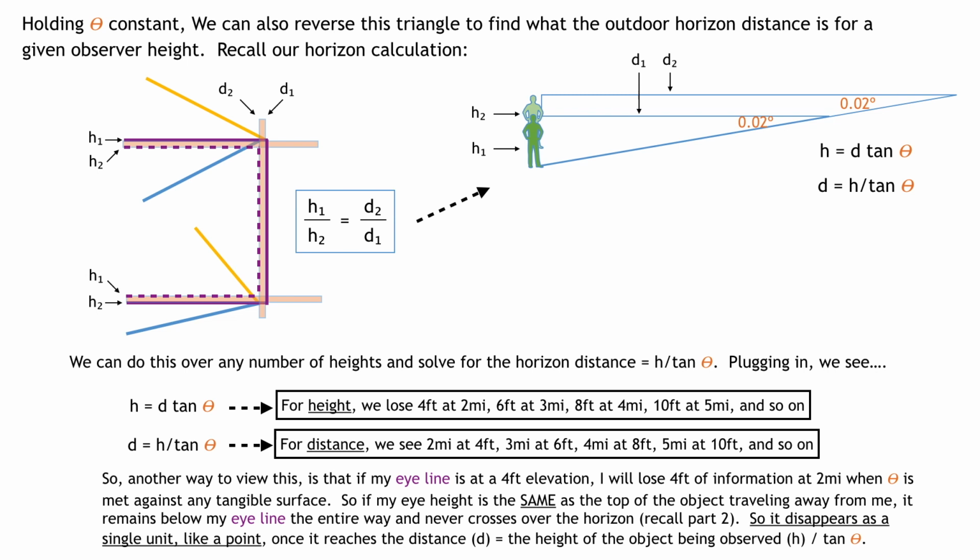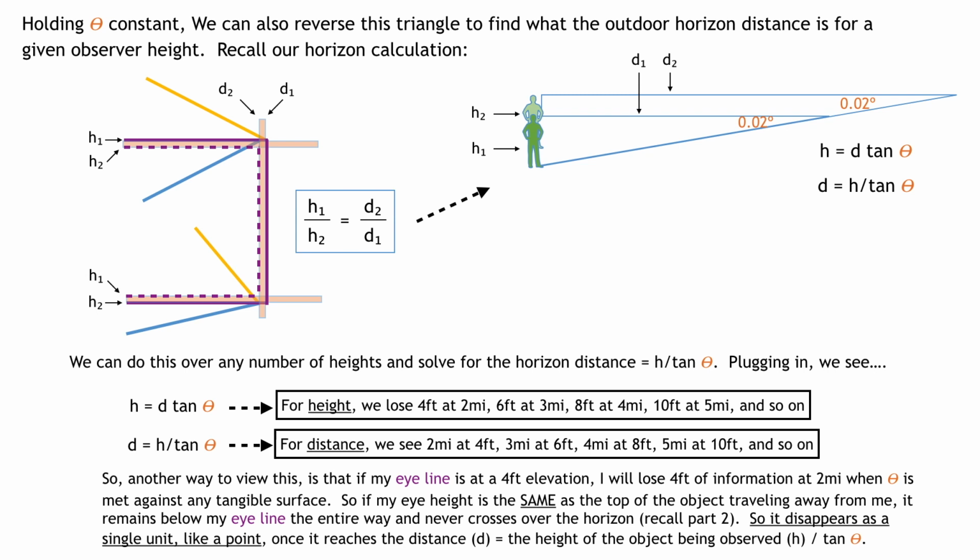We see 4 miles at an 8-foot observer height, and 5 miles at 10 feet, and so on. So another way to view this is that if my eye line is at a 4-foot elevation, I will lose 4 feet of information at 2 miles when theta is met against any tangible surface. So if my eye height is the same as the top of the object traveling away from me, it remains below my eye line the entire way and never crosses over the horizon.